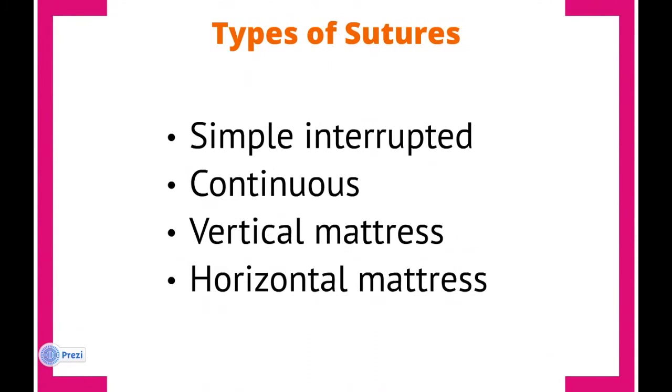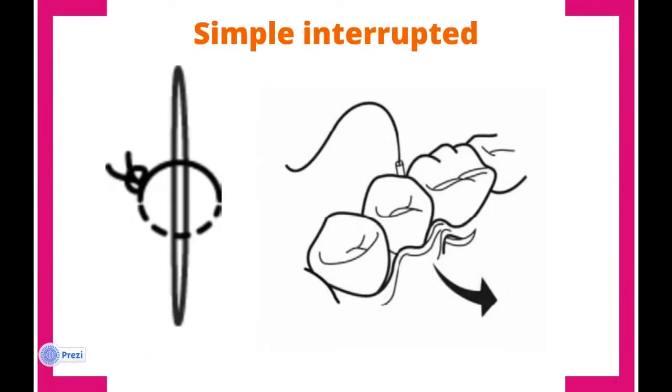There are also a number of different types of sutures. These include simple interrupted, continuous, vertical mattress, and horizontal mattress. The most commonly used suture is the simple interrupted. Mastering this is important, as if this is done well, it can be used for most surgical procedures.